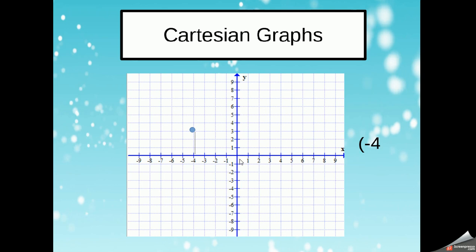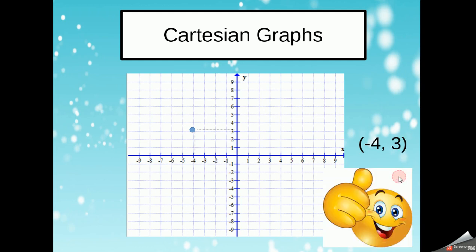And we write the x value, wherever it reaches, first of all, with a -4. We need a comma, and then we draw a line coming across to the y-axis, this time reaching 3, and write the 3 in with a bracket. And that's how we write a coordinate in a Cartesian graph and what exactly they are.